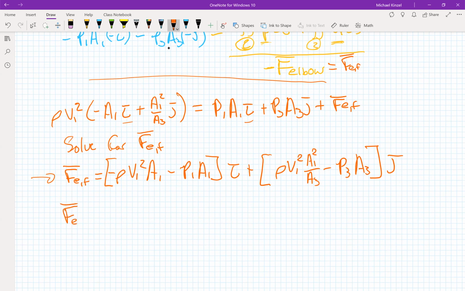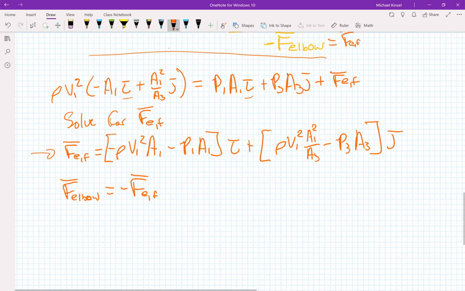And for the force on the elbow, we simply take the negative sign. It's going to simply be negative F of elbow on fluid. So this ends up being what we're looking for.